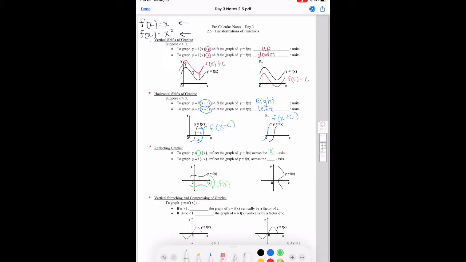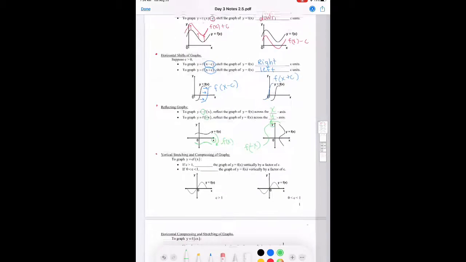So now if it's on the inside, like this, that means we're reflecting horizontally. Anything on the inside is horizontal change. So if I'm reflecting horizontally, that means I'm flipping over left or right. And so that could look something like this, okay? And notice that that flipped over the Y. All right.